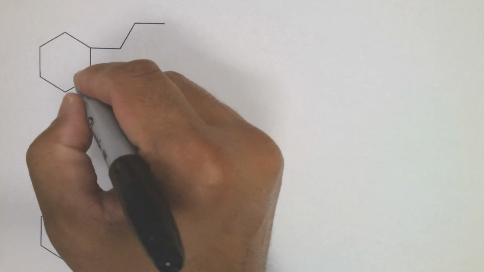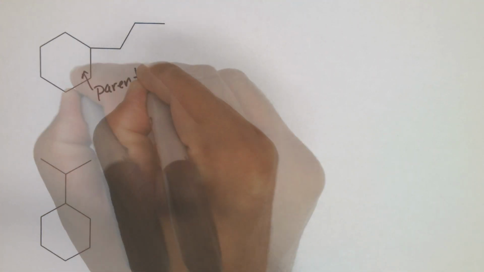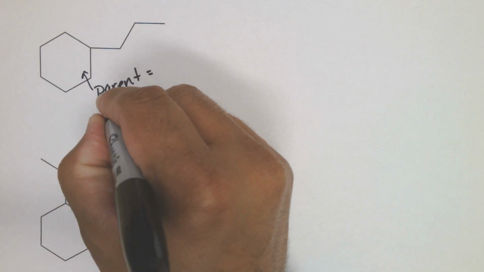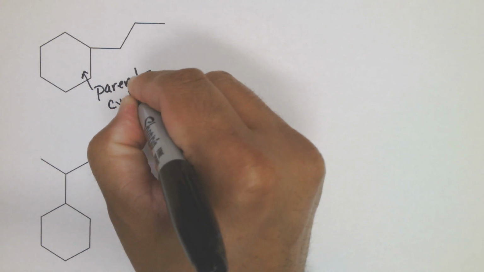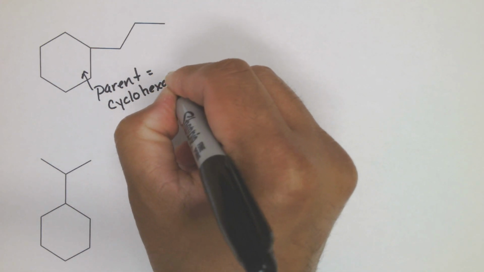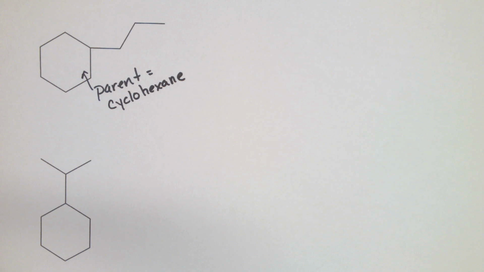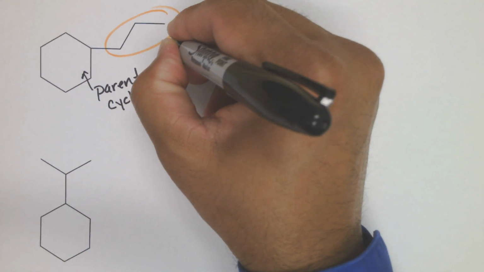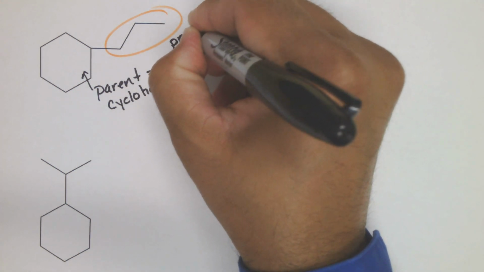So in this case, the parent is the 6-carbon alkane, hexane. However, because it's in a ring, we'll call this cyclohexane. We have one substituent. It's a 3-carbon chain, and we'll call this propyl.